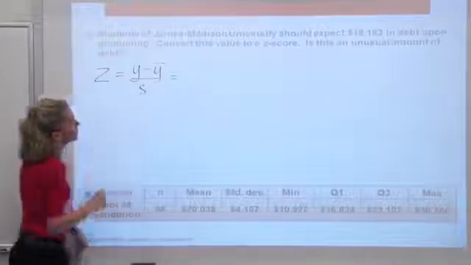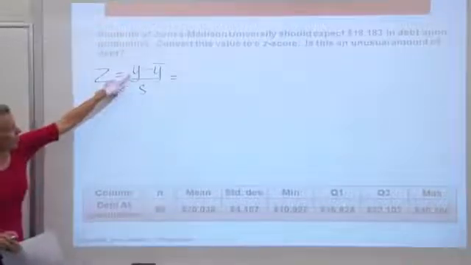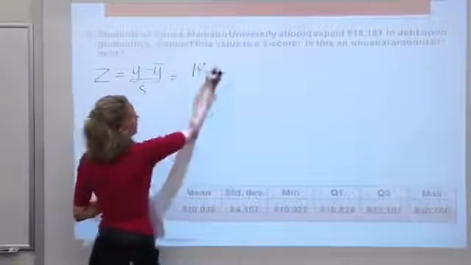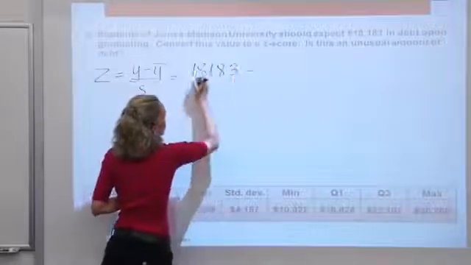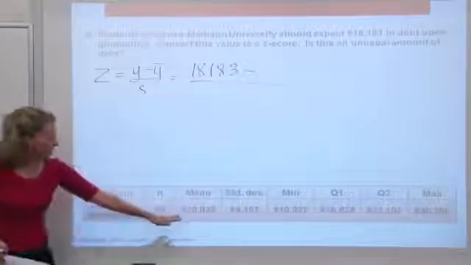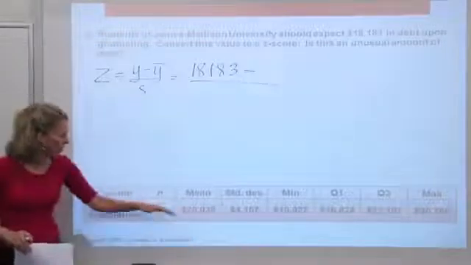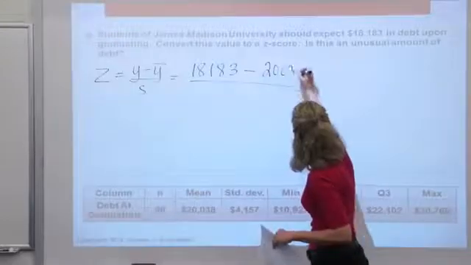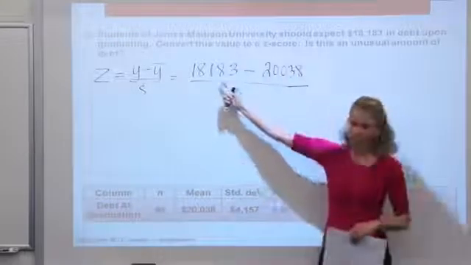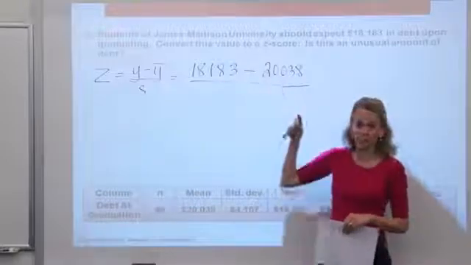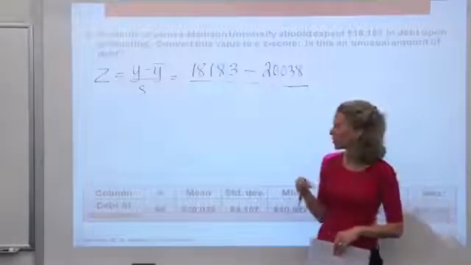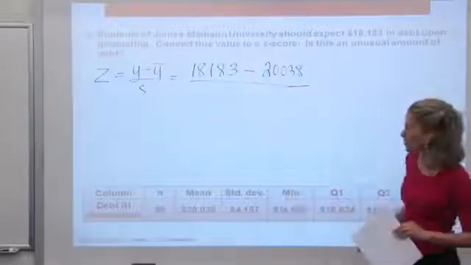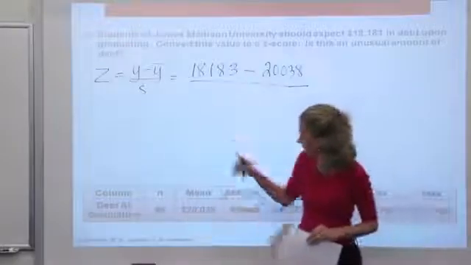So here's our formula. The observation we want to get the z-score for is James Madison's debt at graduation, which is $18,183. First thing we'll see is how far that is off from the mean. The average for these schools was $20,038. You'll notice that this time the observation is less than the mean, so this is going to have a negative z-score. And in this case, having a negative z-score is probably a good thing, especially if you're a parent paying for the school. And then we'll divide by the standard deviation.